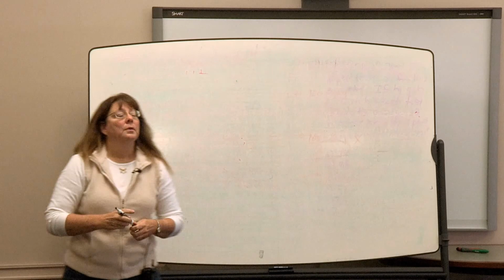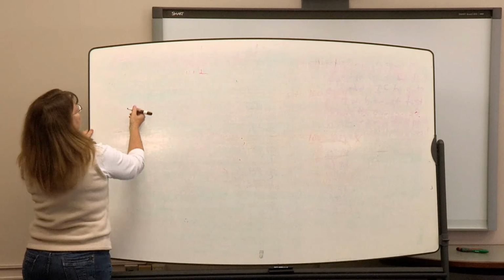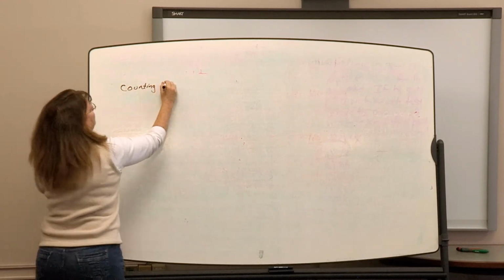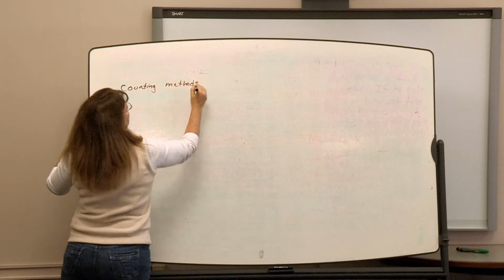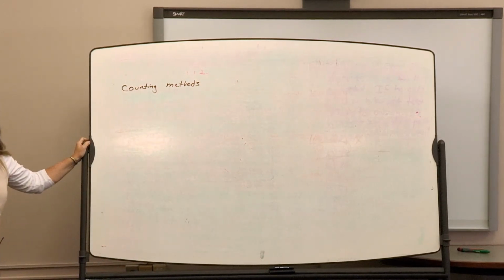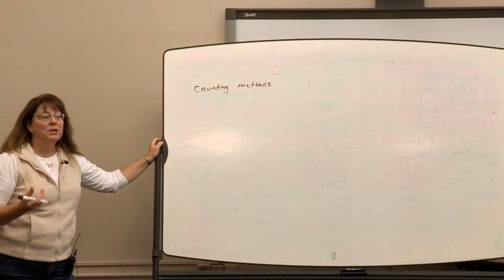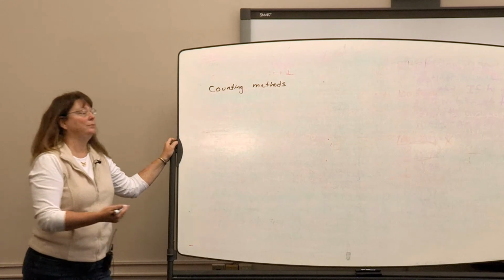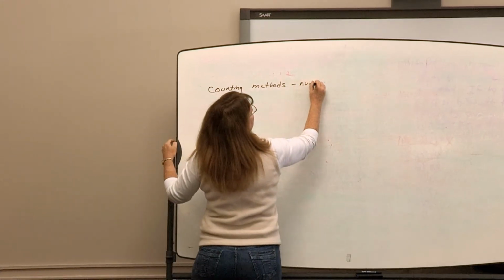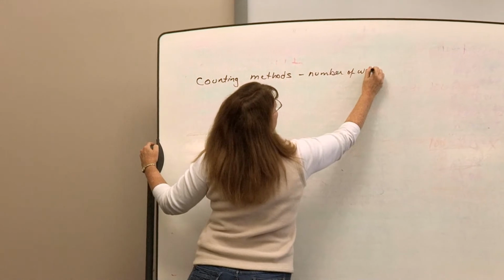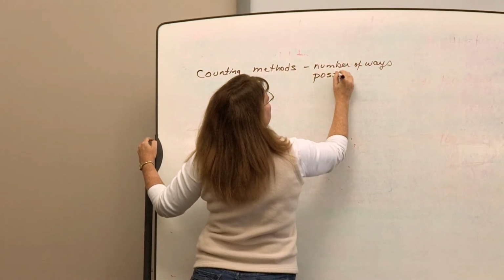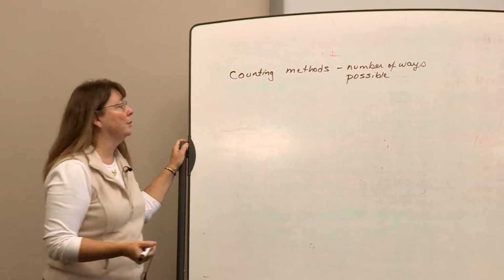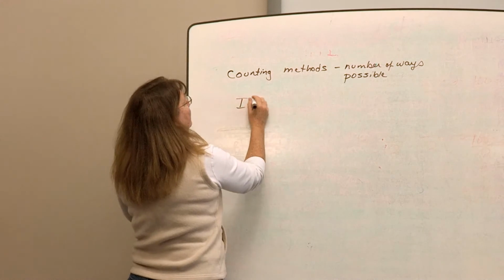For the probability, we want to talk about a couple different things. First, we want to talk about counting methods. For counting methods, what happens is you might have a lot of different choices. So they may ask you, how many ways is this possible? In how many different ways can this happen? So that's what the counting methods are doing, counting the number of possible ways that you have for something to occur.